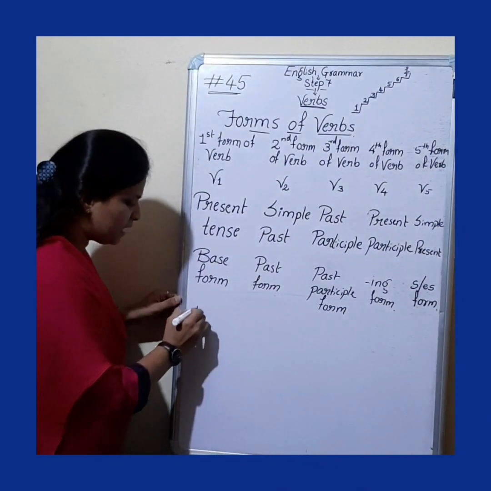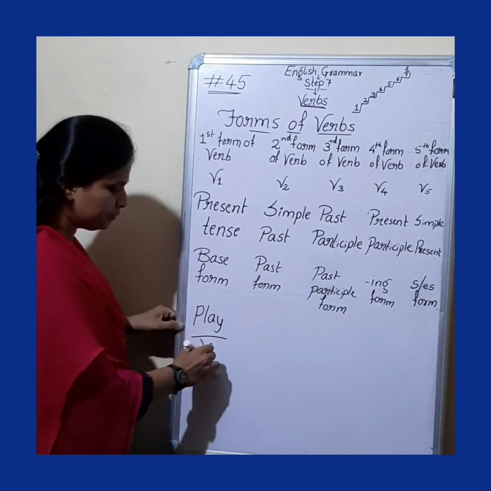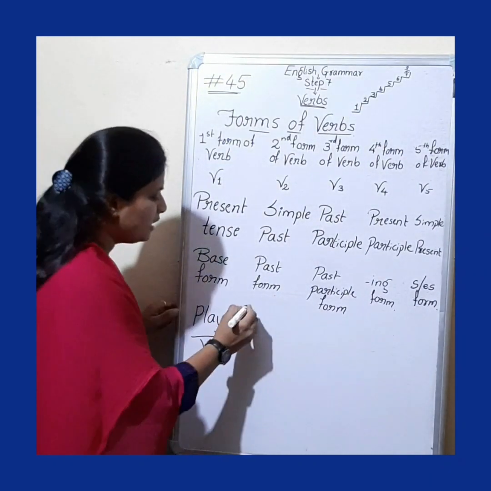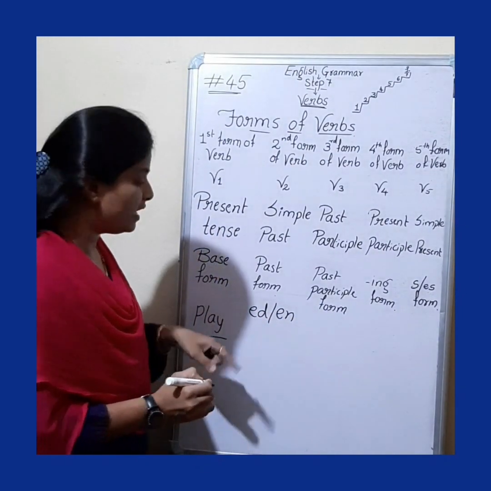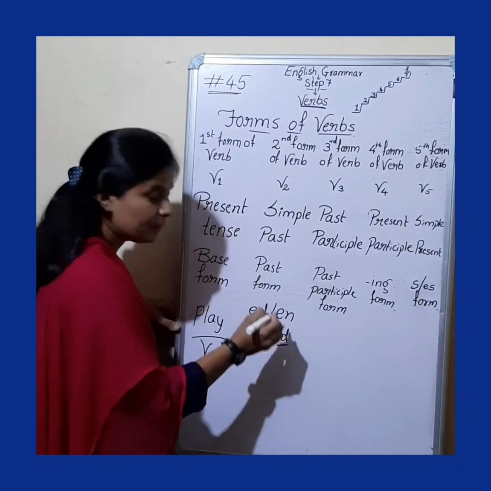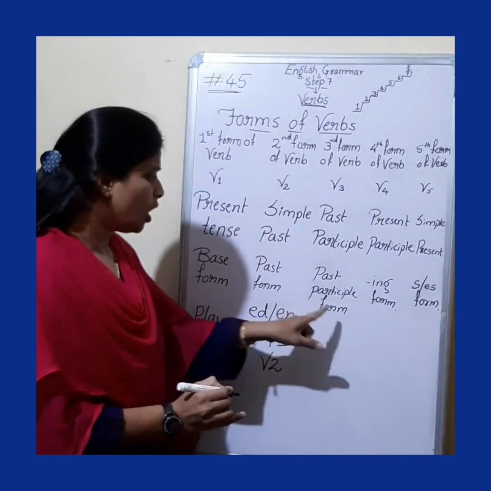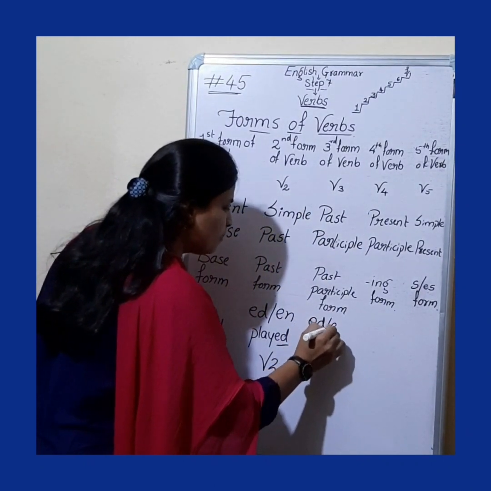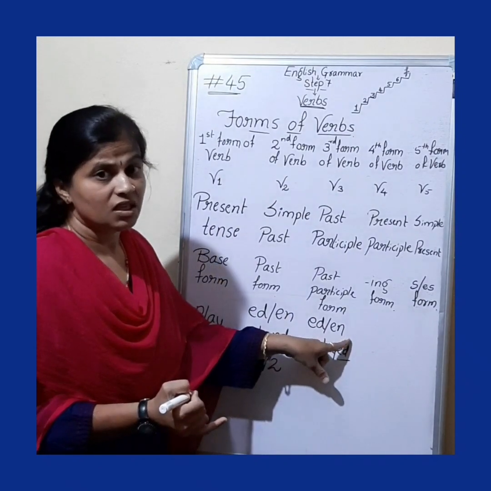For example, play. Okay, so this is V1 form we can say. Clear? Fine. Now if I want to change it to V2 form, then either ed is to be added to it or en is to be added. Okay, ed or en is to be added. So I'll just add ed: play, played. Added it, and changed it to V2 form. What about now this V3 form? V3 also it becomes played, because again we have to add either ed or en here.